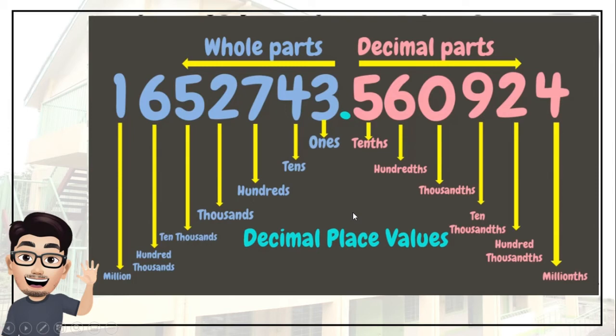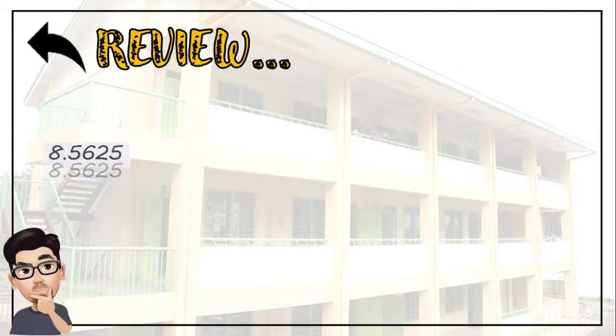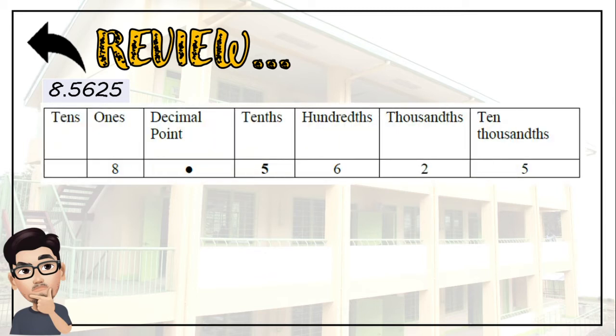Okay? Now, let's have an example for this. I have here 8 and 5,625 ten thousandths. Tingnan natin yung 5. Okay, I have here a series of decimals. Tapos tingnan natin yung place value nung 5. Okay? So, in this case, yung unang 5 is nandun sa tenths place. Then, yung ikalawang 5 nandun sa ten thousandths. So, alin kayang 5 ang mas malaki?